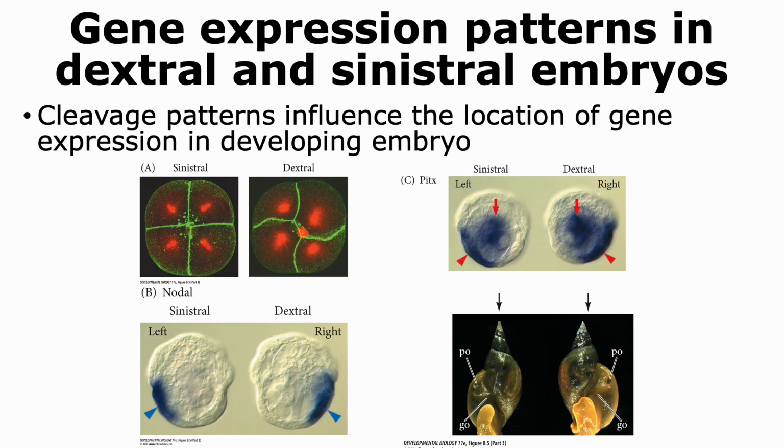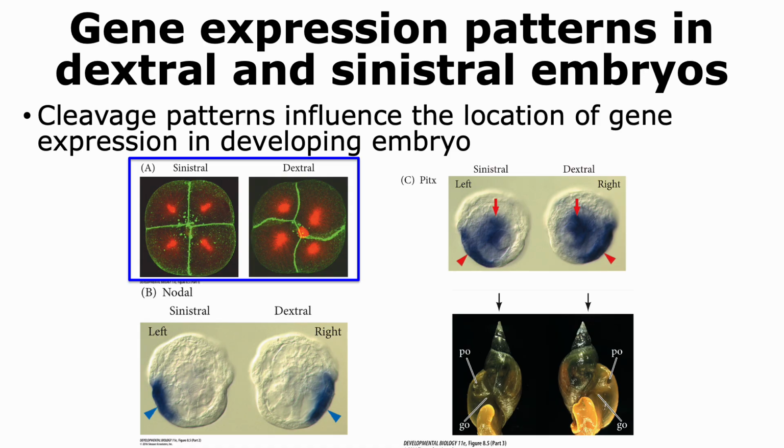Now, if you look at the gene expression patterns in dextral and sinistral embryos, we can observe that very early in development, the cleavage patterns are different, and these cleavage patterns influence the location of gene expression in the developing embryo. So if we look at the first figure, the figure has been stained with actin, which we can see in the form of these green lines.